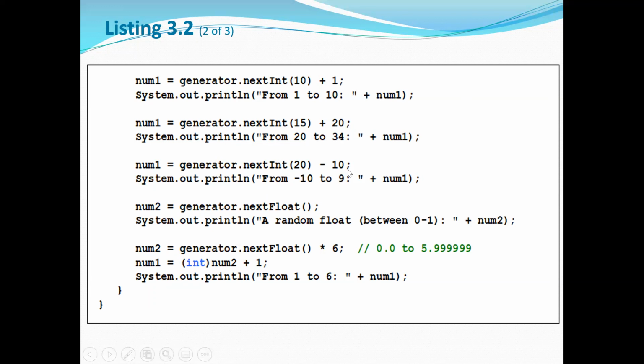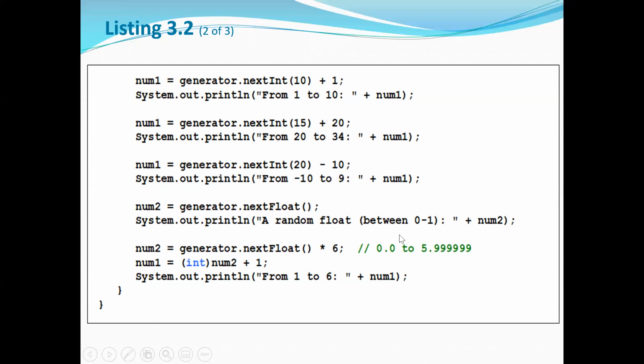Then nextInt(20) minus 10, we are going to get minus 10, so it will generate a number between minus 10 and 9. The plus or minus here means the beginning. So you can see 10 plus 1, we start from 1 to 10. 15 plus 20, we start from 20 to 34, which gives us 15 numbers. Now, when we say 20 minus 10, we start at minus 10. Minus 10 to 9 gives a range of 20 values.